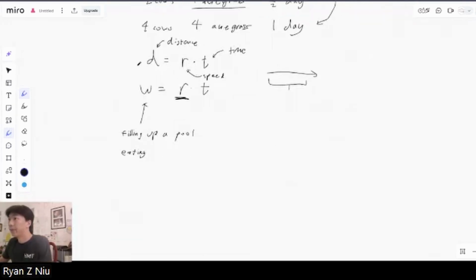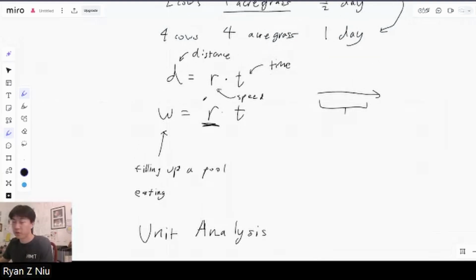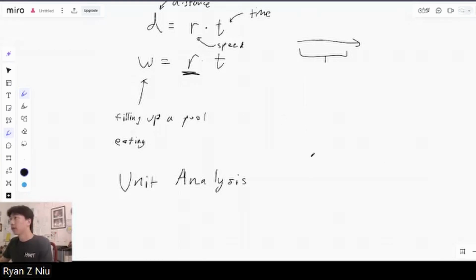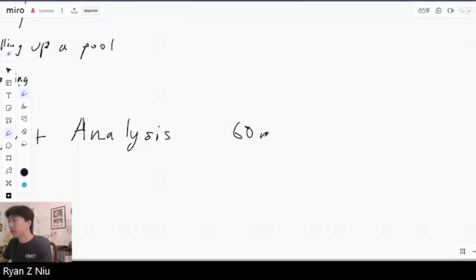And so a good way to remember these formulas is what I call unit analysis. And so you will probably come across this later in high school. But it's really useful for remembering what to multiply and what to divide. So let's just do a really simple example. Let's say we have a car going at 60 miles per hour, right, for 2 hours.